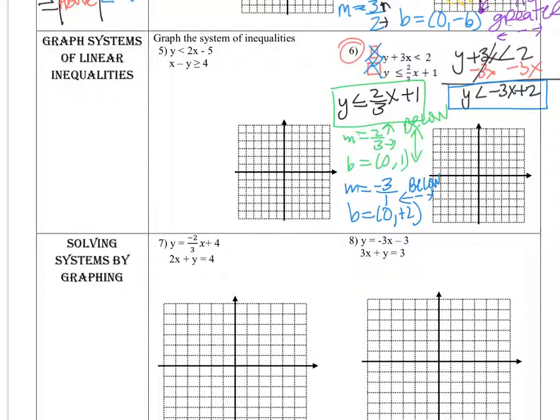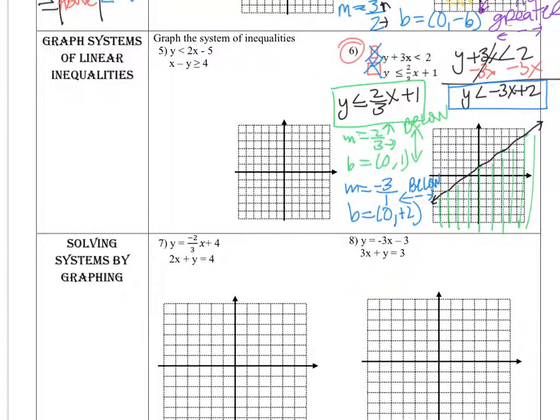Okay, let's get graphing. Okay, so my green line will start at 1, and then I'll go up 2 over 3. Up 2 over 3. And this is a solid line. Okay, here, I'm doing my best here. Not bad. Okay, a solid line. And all of my solutions for this equation are below. So look at all those solutions. All the points in there are solutions.